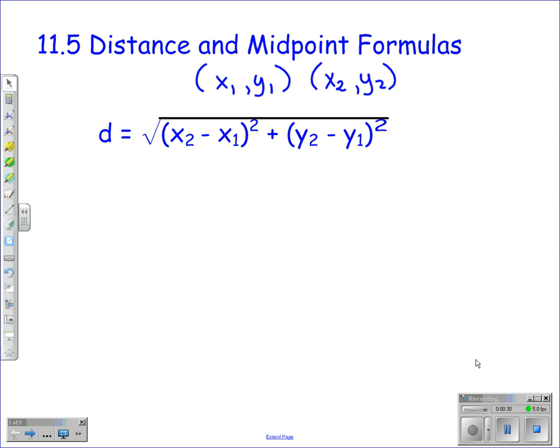In order to use the formula, you will be subtracting your x's, x2 minus x1, and squaring that difference. Then you will be subtracting your y's and squaring that difference. And finally, you will be adding those two squares together. Once you have that sum, then you can go ahead and take the square root of that sum. And that will be the distance between the 2 points. Be careful to follow your order of operations on this formula.